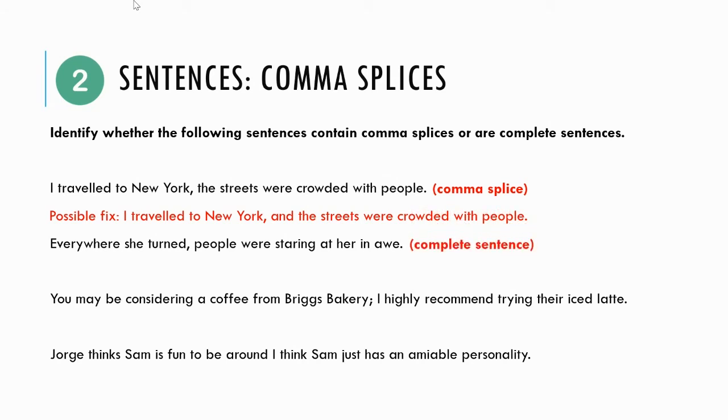The second example is considered a complete sentence. Here the comma is used to correctly separate a dependent clause from an independent clause. The third example is considered a complete sentence as well. The two independent clauses here are correctly separated by a semicolon. Note that there are other ways this sentence could have been structured to be considered correct.